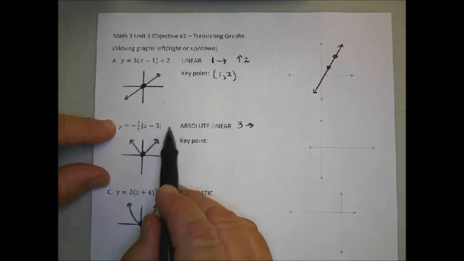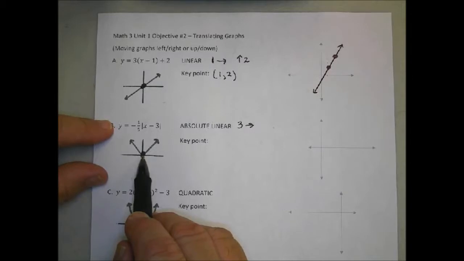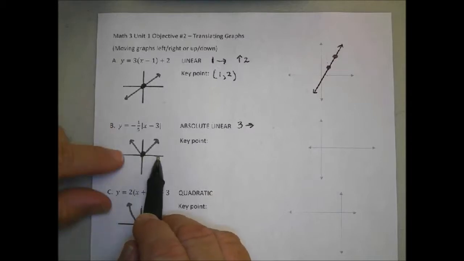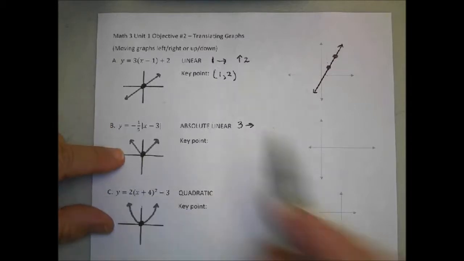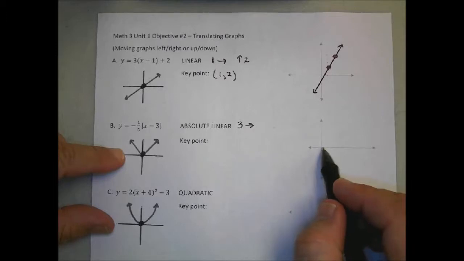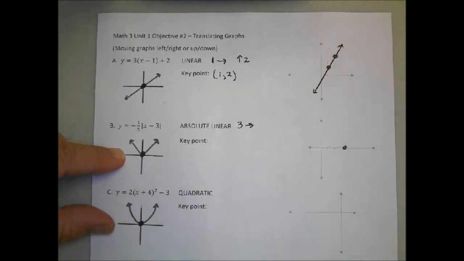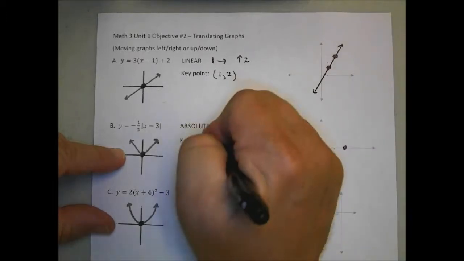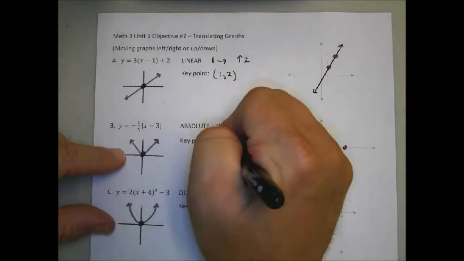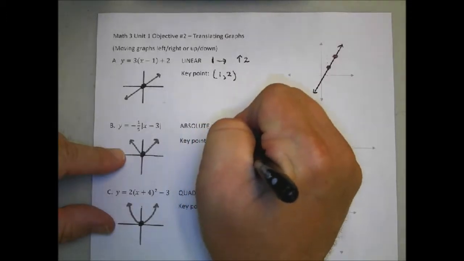So if you think, here's where the key point should be in the parent graph. But if I shift 3 units to the right, 1, 2, 3, here's (0, 0), 1, 2, 3, and there's no up or down shift. So my key point is simply going to be (3, 0).